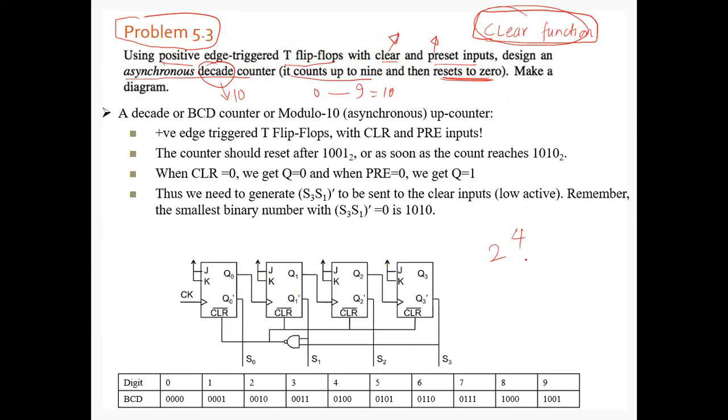So how many flip-flops do you have? 2 to the 4. So we have 4 flip-flops. It can count up to 16, but that's not your goal. Your goal is to count up to 9 and come back to, again, 0. After 9, you come back to 0.